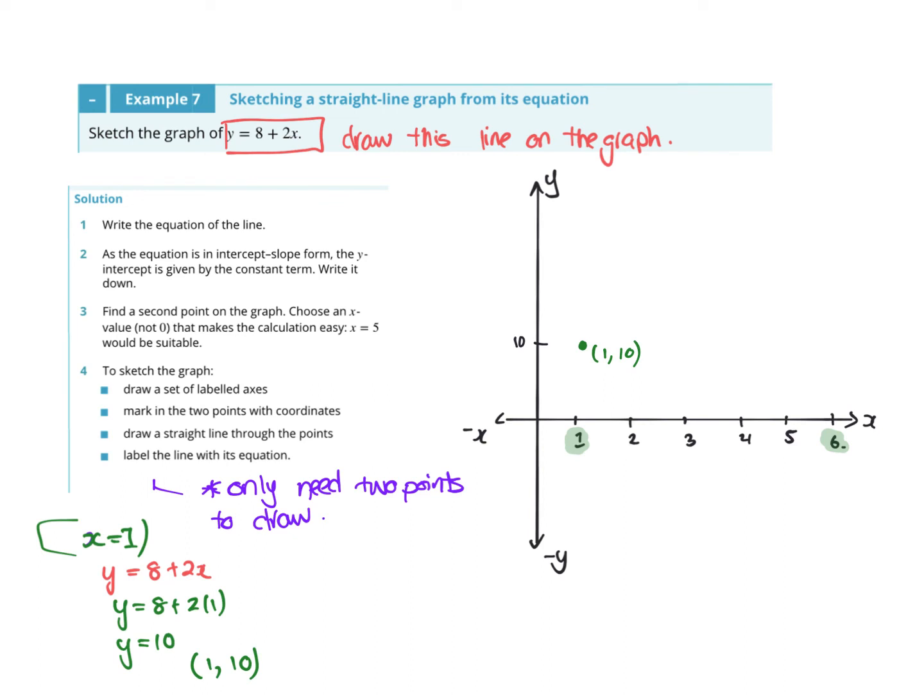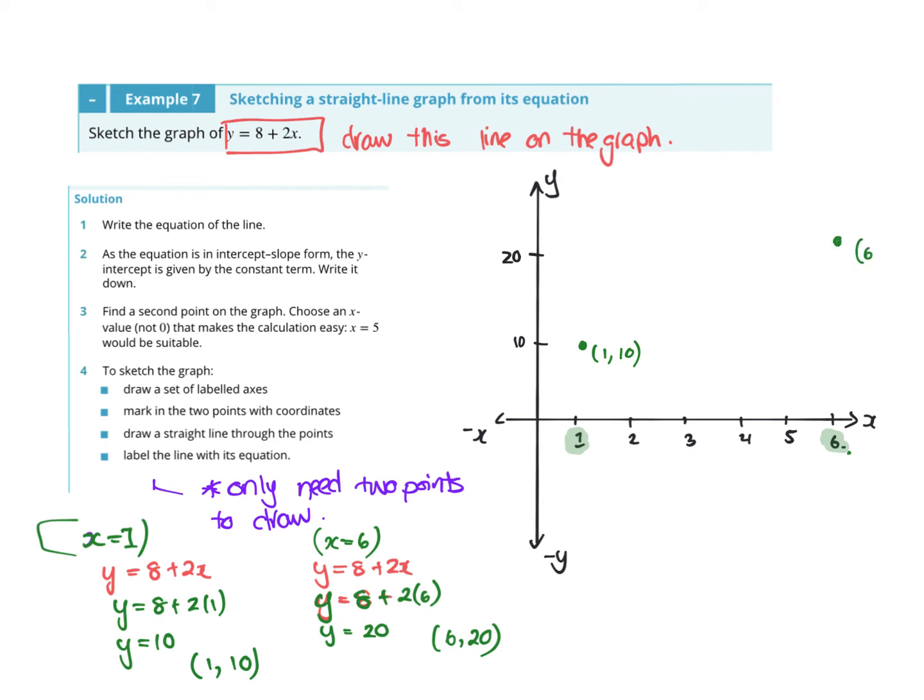And then I'm going to do 2 points. It doesn't matter which x we use, but I always like to just go to the end one, so my line will draw through the whole graph that they want me to. So I'm now going to do x equals 6 into this equation, so y equals 8 plus 2x. So y would equal 8 plus 2 times 6. So what would that be? Y equals 20, yeah? So the other point is when x equals 6, y equals 20. So I'm just going to go up here would be 20. So here's my other point.